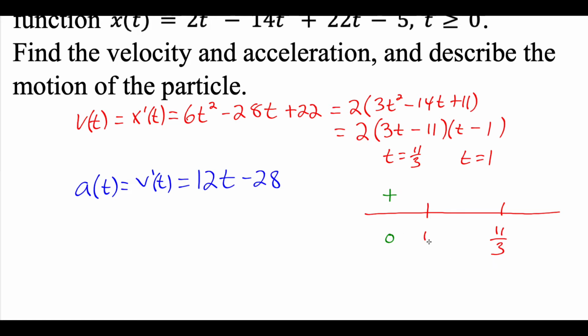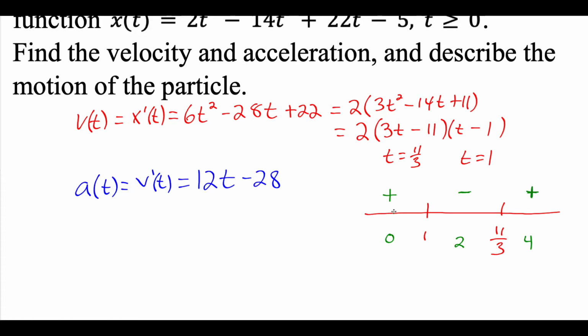Then I want to plug in something between 1 and 11 thirds. So maybe I plug in 2. Well, if we were to plug that into our velocity function, we would get a negative answer. So that's a decreasing interval. And then if I want to plug in something to the right of 11 thirds, I would have to choose maybe something like 4. If I plug that into my derivative, I get a positive interval there.